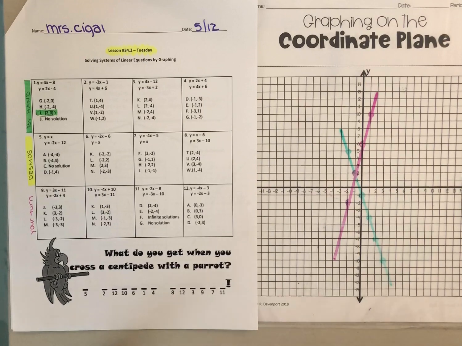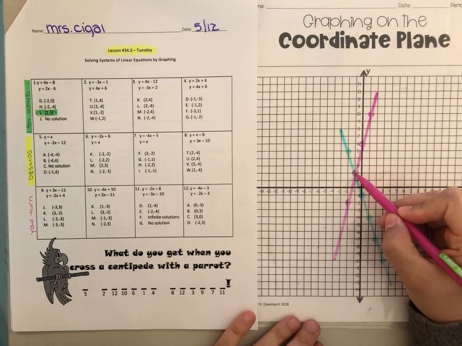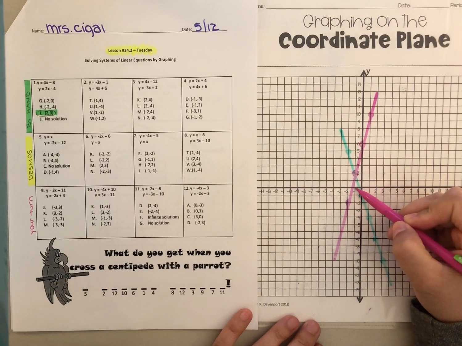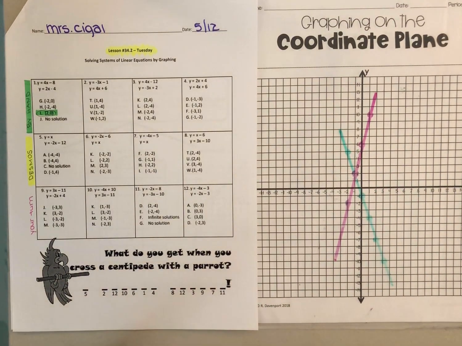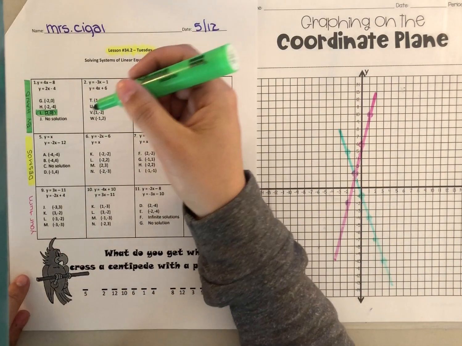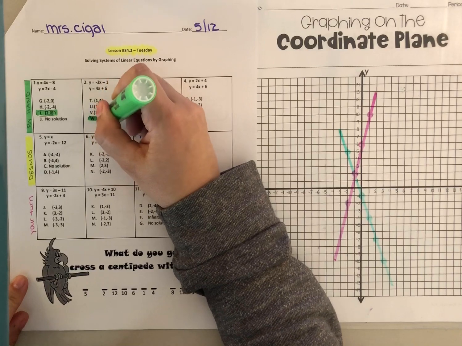Okay, so now I can see those two lines are crossing and I can identify that ordered pair. So here is that point of intersection and it's at -1 and +2. So on our papers, we're going to look for an answer that is -1 and +2. Here we go, W.